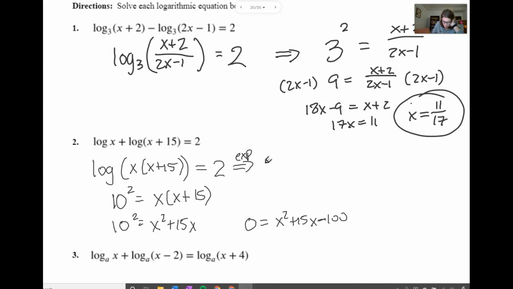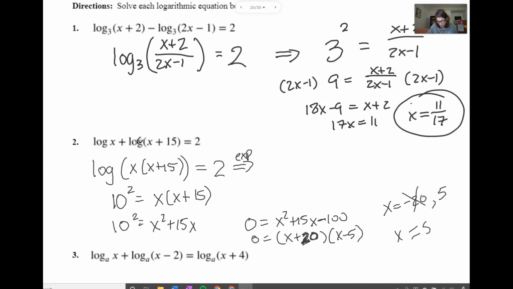100, which factors to x plus, I'm blanking, x plus 20, x minus 5. And then our solutions to that algebraically are negative 20 and 5. But thinking we have a log of x, we can't plug in negative 20 into log base 10 of x. So we have to throw that out. Our only answer is x equals 5. That is our solution there.